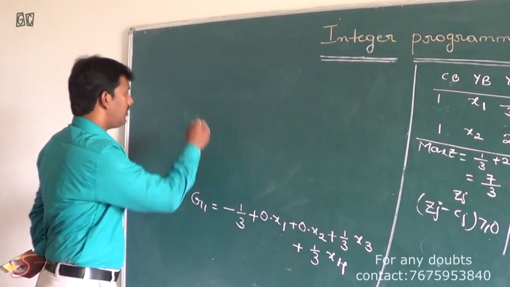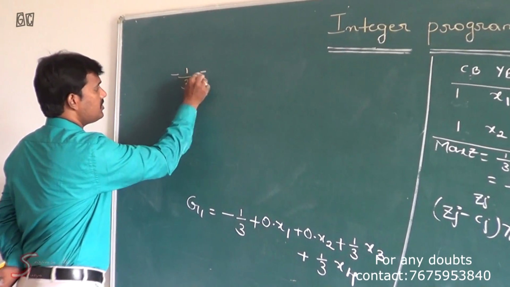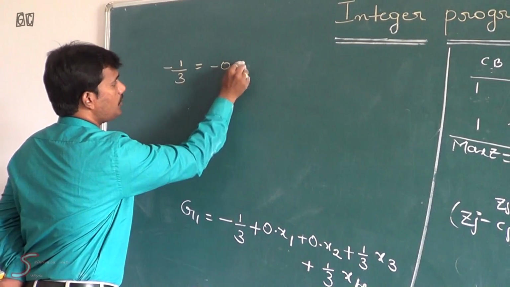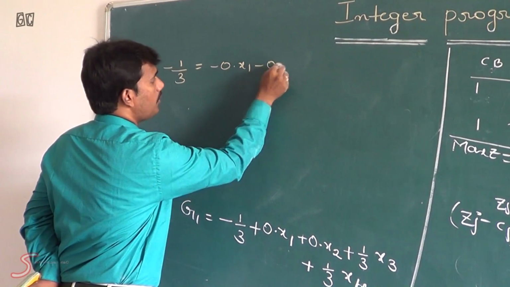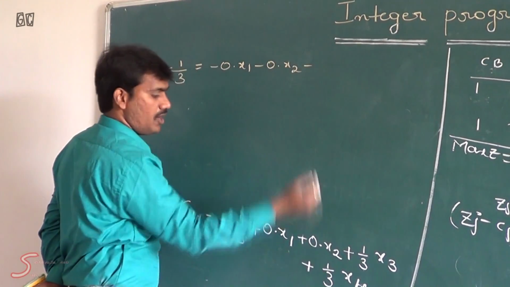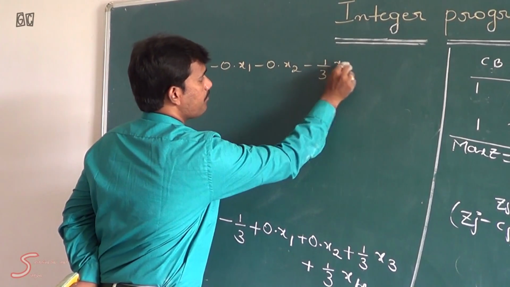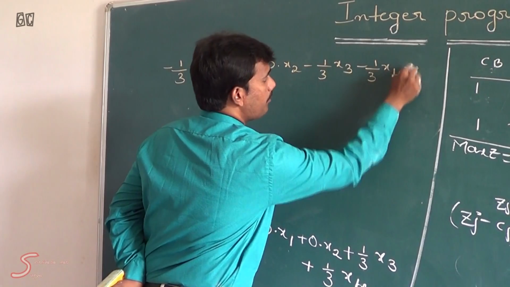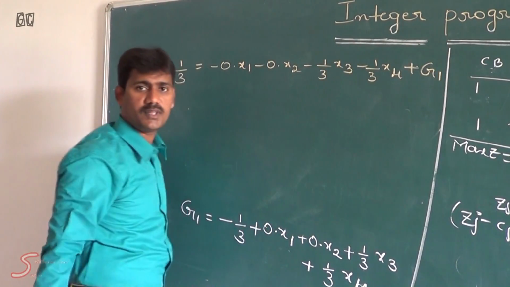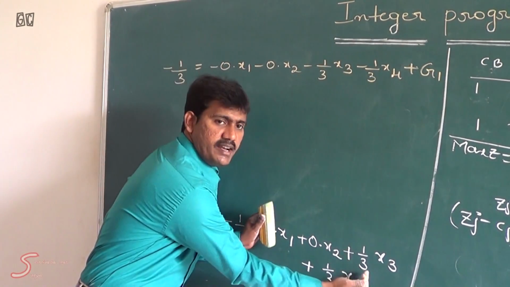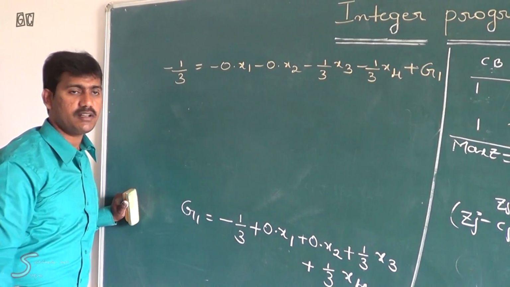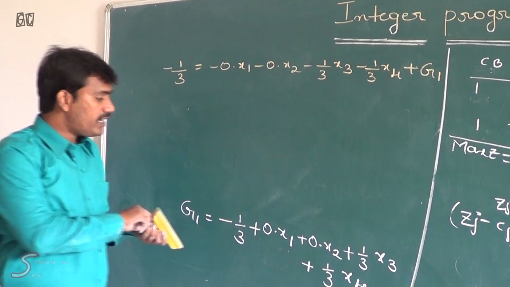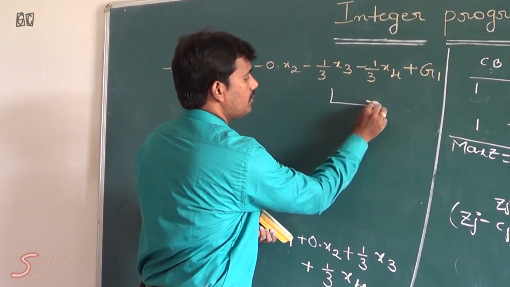This equation can be written as minus 1 by 3 equal to minus 0 into x1 minus 0 into x2 minus 1 by 3 into x3 minus 1 by 3 into x4 plus z1. So I am going to take this entire data to the left hand side. Now we can treat it as equation 1.